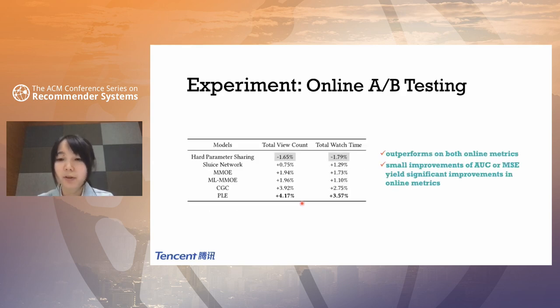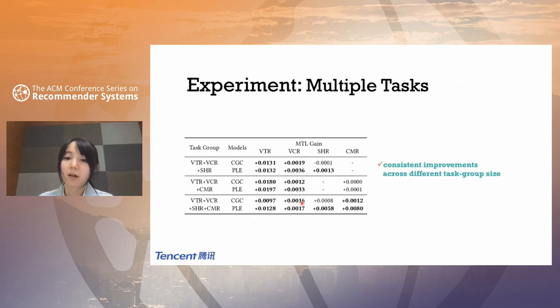This table shows the results of online A/B testing in our video recommender system. We can see that PLE achieves significant increase in total watch time and total view counts over all baseline models. From the results of more challenging scenarios with multiple tasks in this table, CGC and PLE achieved significant improvements over the single task model nearly on all tasks of all task groups, which shows the consistent improvements of CGC and PLE across different sizes of task groups.